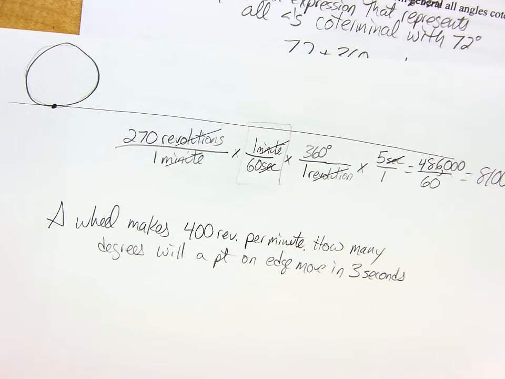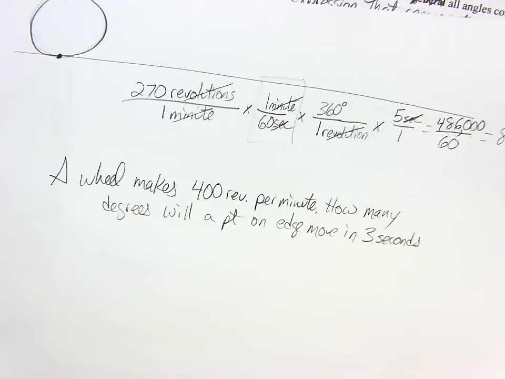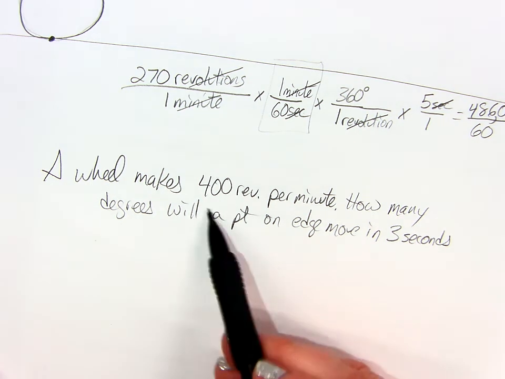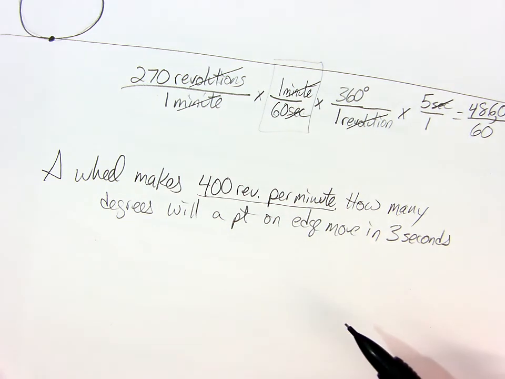Okay, so you have this wheel. It's spinning at 400 revolutions per minute. So every minute it has spun around 400 times. I want to know in 3 seconds how many degrees this point on the edge of the wheel went through. All right, same sort of scenario, 400 revolutions per minute. We're going to start with that.